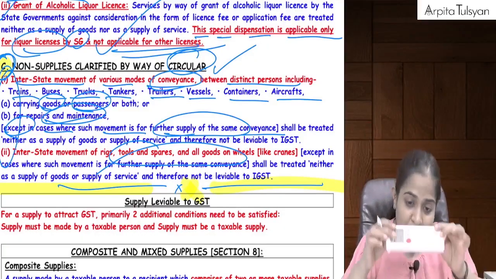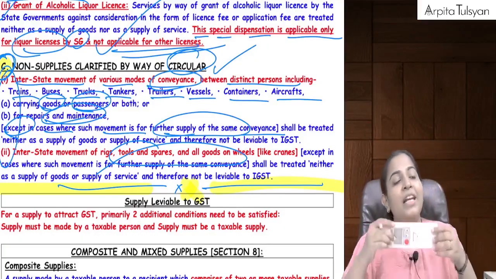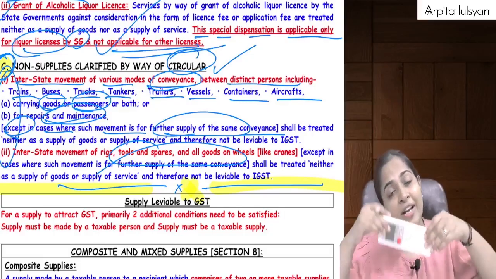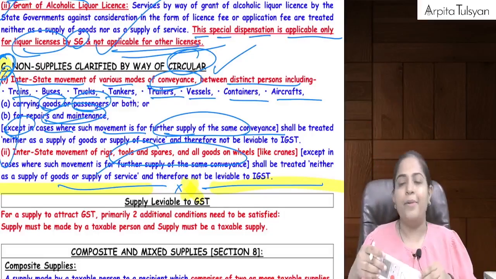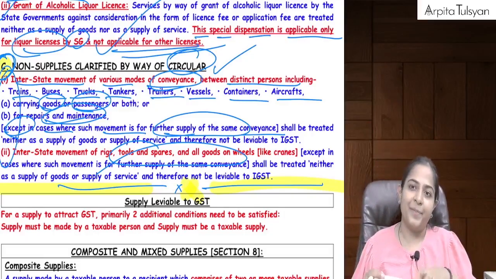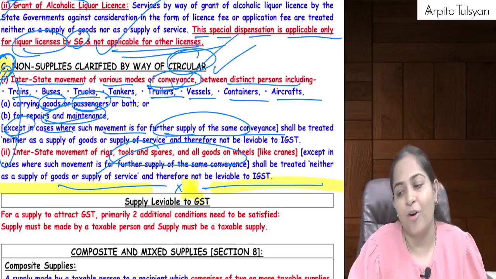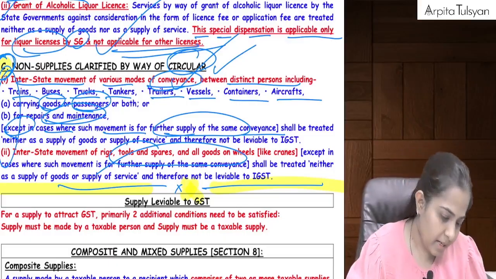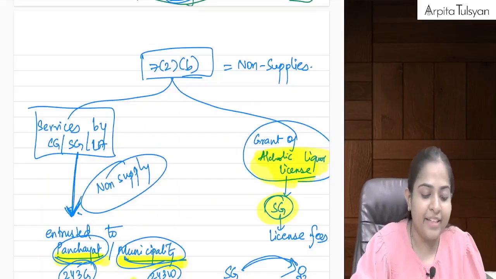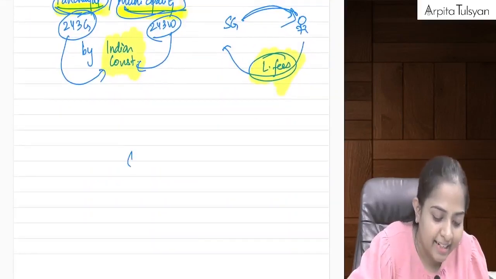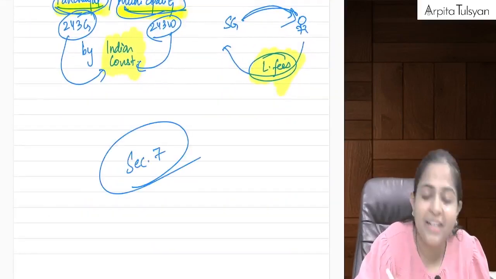Only when you are selling that, only when you are supplying that, only when you are transferring that, only then it will be considered as a supply. Nonsense, but it is what it is. Yes, so this is what was given in this circuit. Manageable. Okay. With this, we are finally done with our section number 7.